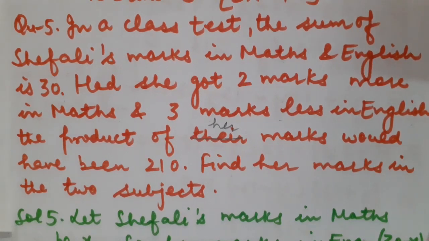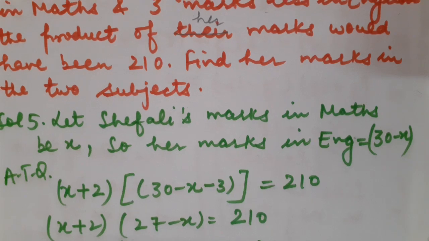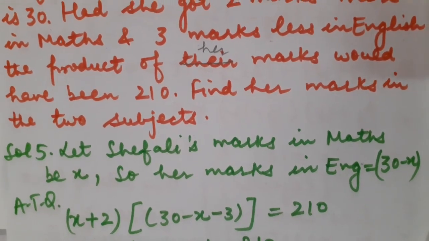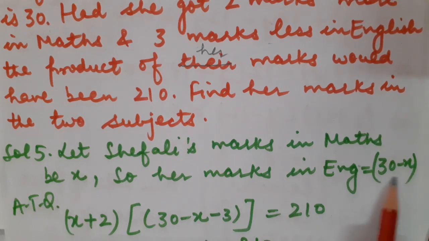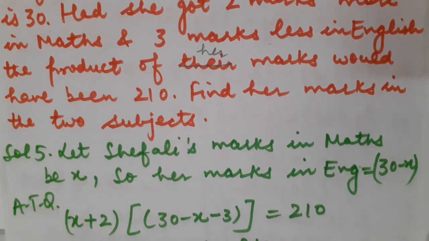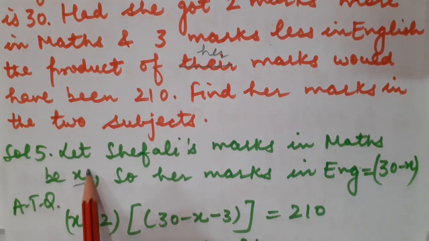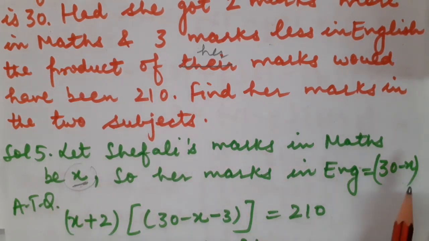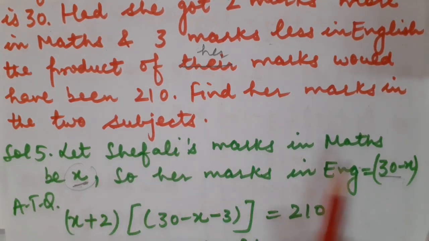Let Shefali's marks in mathematics be x. How many marks have I considered in mathematics? x. So let her marks in English be 30 minus x, because what is given in the statement is that the sum of Shefali's marks in maths and English is 30. Suppose the child gets x marks in one subject, so definitely in another she will get 30 minus x, because when you add both of these expressions, you get the sum as 30.